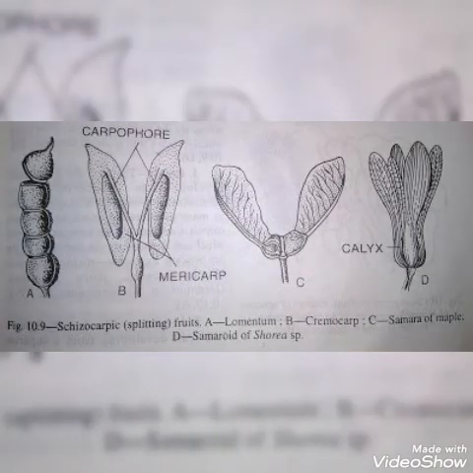Next, moving to schizocarpic fruits. In this, a larger fruit breaks into smaller parts. So, when the larger fruit breaks first into a smaller part, and that part is not dehisced or does not break into further parts, then it is called a mericarp. And if it undergoes dehiscence, then it is called cocci.